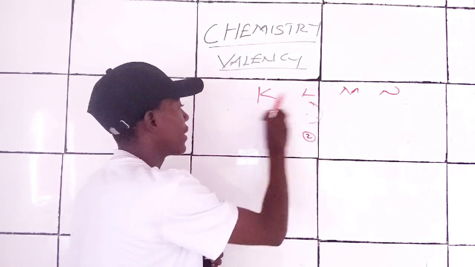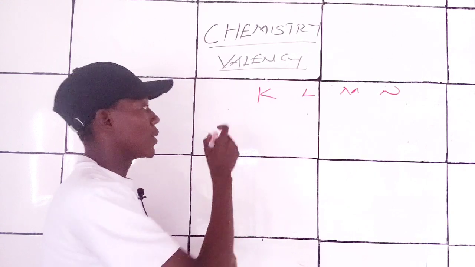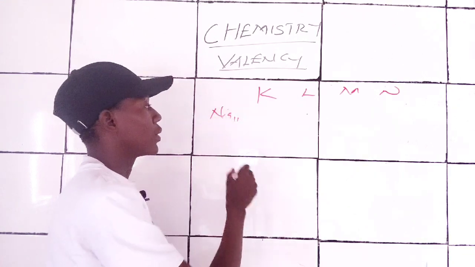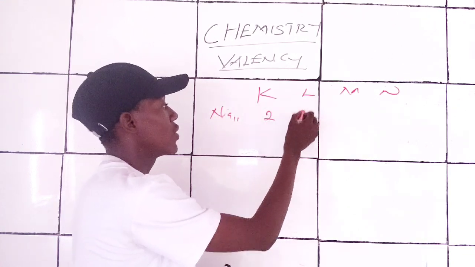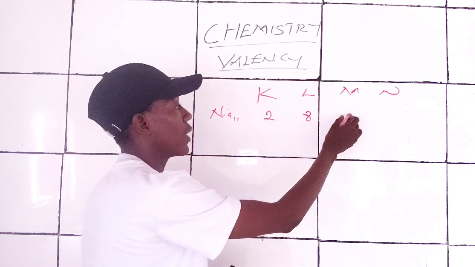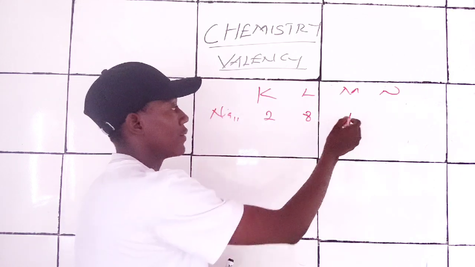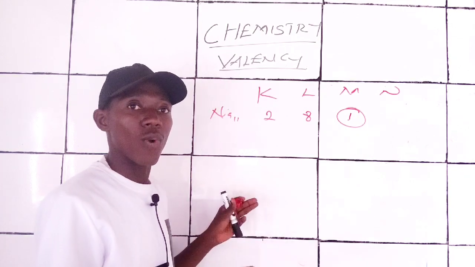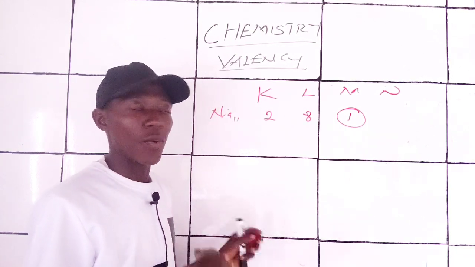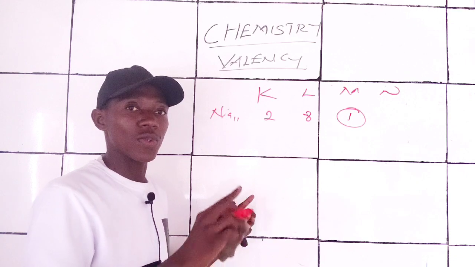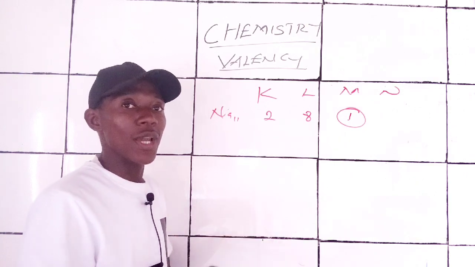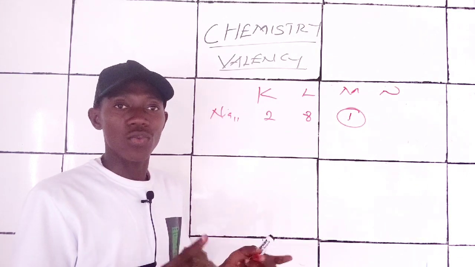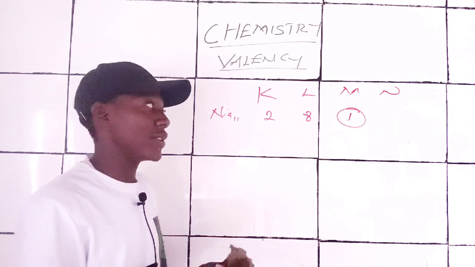Now, what is the valency of sodium? Now, sodium is number 11 in the periodic table. It's going to be 2, 8. This is filled up, and we'll have left with 1. And the valency of sodium is 1 because the valence electron is between 1 and 4. Remember, we say when the valence electron is between 1, 2, 3, 4, it is equal to the valency. When it is more than 4, that is when we check how many is left for it to be 8.